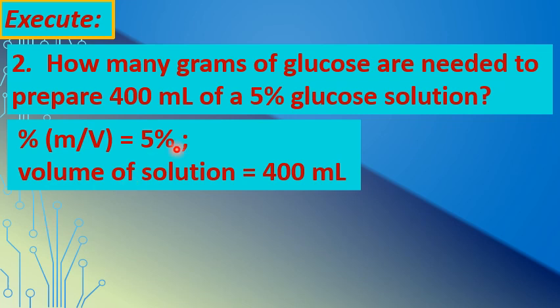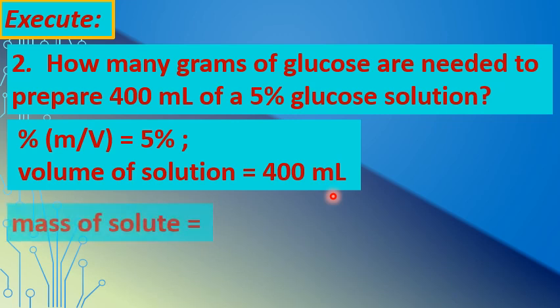Lastly, in question number 2, how many grams of glucose are needed to prepare 400 milliliters of a 5% glucose solution? Again, in this solution, water is also understood to be the solvent. So we are already given the percentage concentration mass to volume, which is 5%, as well as the volume of the solution, 400 milliliter. And our target variable is to find the mass of the solute.